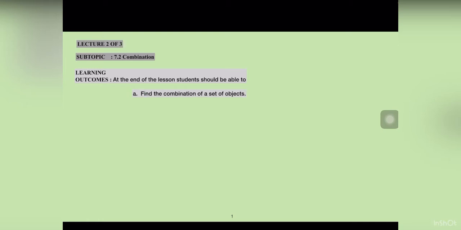Lecture 2 of 3. Subtopic 7.2 Combination. Learning outcomes. At the end of the lesson, students should be able to: A. Find the combination of a set of objects. B. Determine the number of ways to form combinations of R objects from N objects.